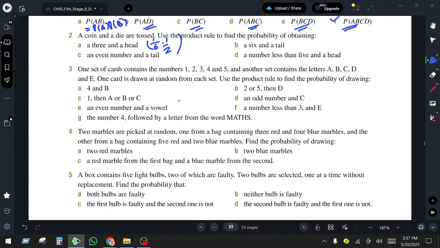A set of cards contains the numbers 1, 2, 3, 4, 5, and another set contains A, B, C, D, E. A card is drawn at random from each set.